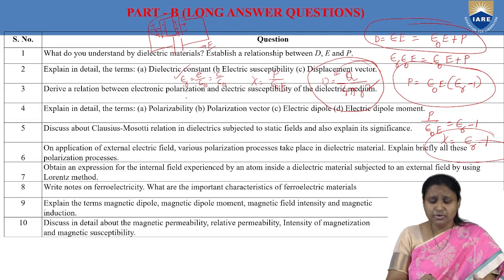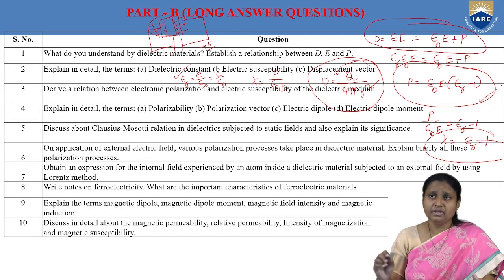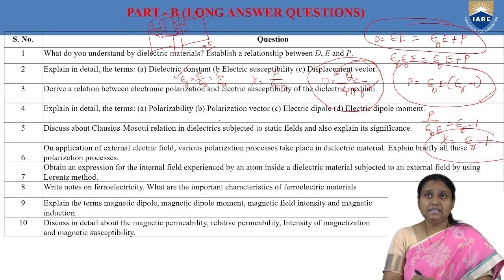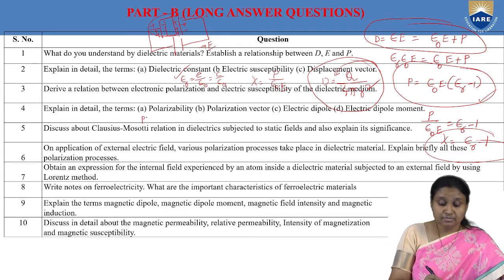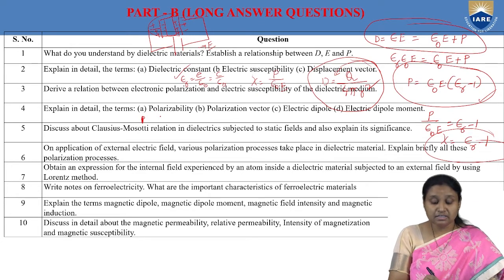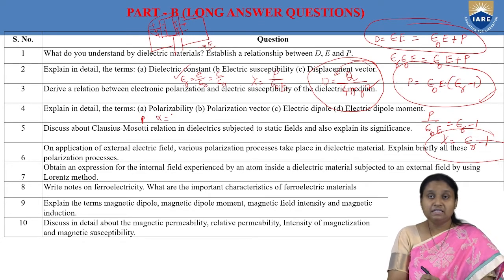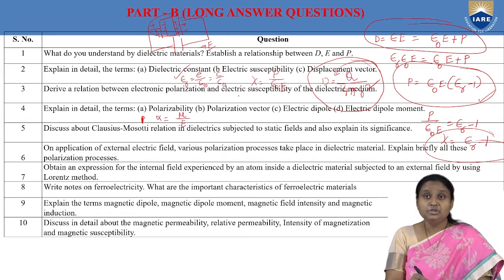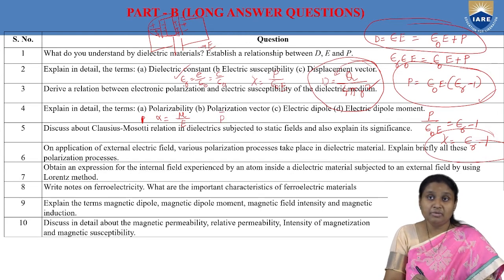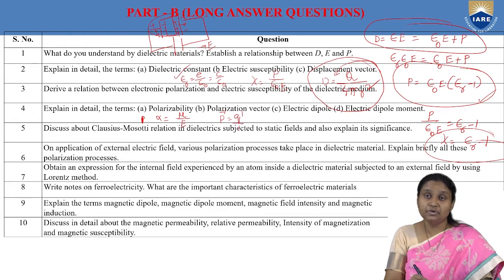Next, derive the relation between polarization and electric susceptibility, which we have already done just now. Then explain in detail the following terms. First is polarizability. Polarizability is denoted by alpha, and it is the ratio of induced dipole moment to the electric field applied. Polarization vector is denoted by P with an arrow, and it is defined as induced charges per unit area or induced dipole moment per unit volume of dielectric.